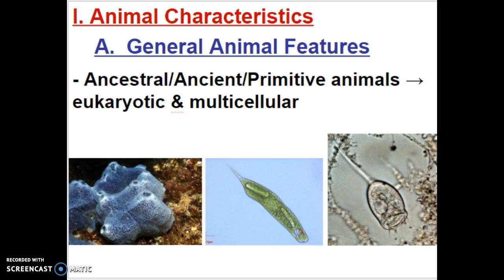Other ancestral animals are things like the euglena, which is the middle photo there. It is an aquatic animal. It is a heterotroph, so it does eat things. And then we have the rotifer on the very right. That is a little filter feeder and takes care of animals or bacteria that are tinier than itself.